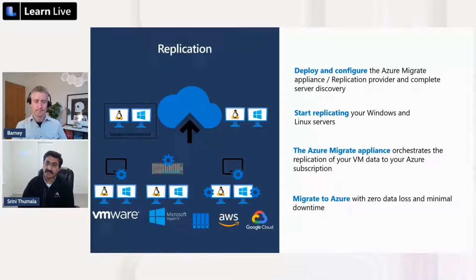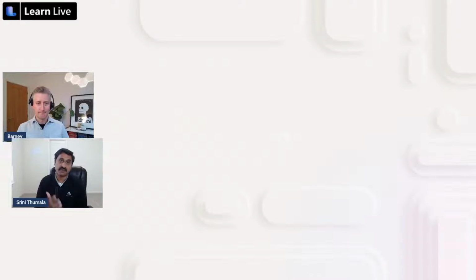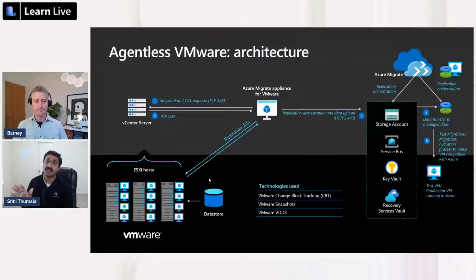So let's look at some of the architectures we have for the different source environments we're talking about. This is a VMware architecture. In the case of VMware, we have this Azure Migrate appliance, which is talking to the environment in your data center. And in the case of Hyper-V, there are two options that will be presented to you when you're deploying this appliance in the source environment.